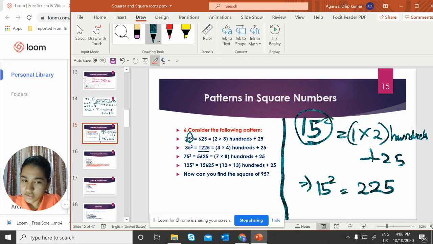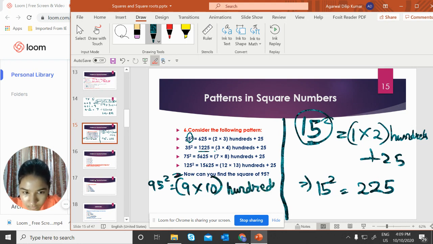How can you find the square of 95? That's the question being asked to you. 95 square is equal to 9 into its successor 10, hundreds plus 25. 9 into 10 is going to be 90. Plus we are going to add 25 to it. 9,025. Square of 95. Right? It's a very simple thing.